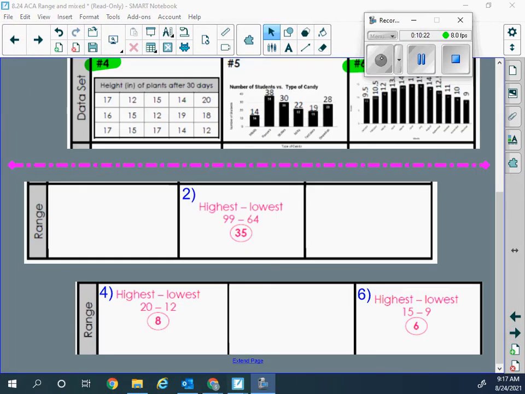So, number 2, your high was 99, the low was 64, so you should have got 35. Thumbs up if you got it. Excellent. Number 4, the high was 20, the low was 12, 20 minus 12 is 8. Good. 6, high was 15, low was 9, so 15 minus 9 is 6. Okay, guys, any questions? That honestly wraps up the lessons on mean, median, mode, and range.